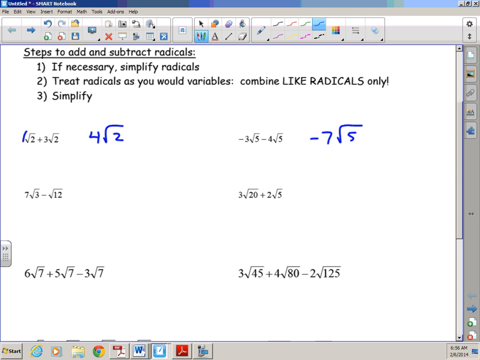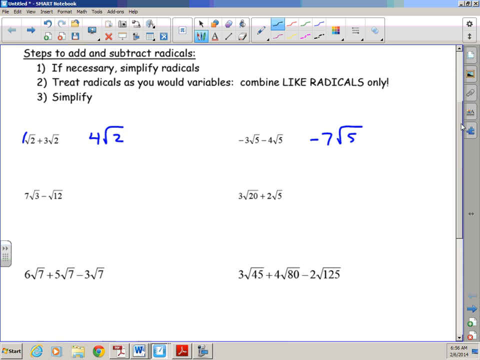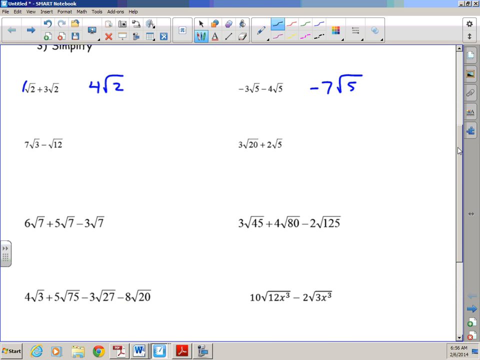Okay? Now, we just did those so that you can see that what you're doing is combining the coefficients and leaving the radical the same. All right? Again, it's a concept of the distributive property in factoring.